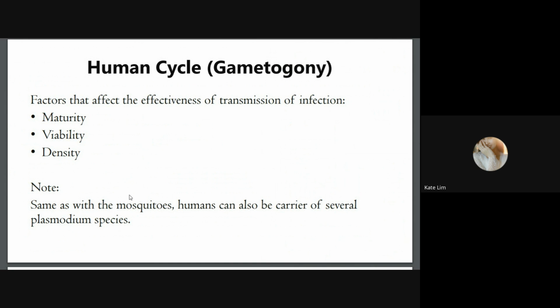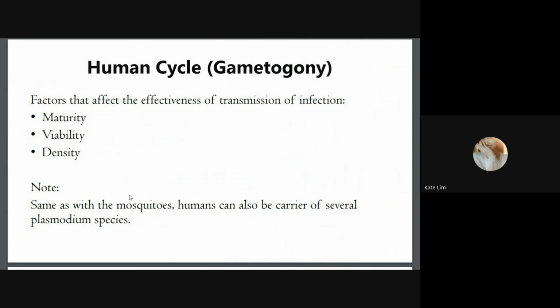Next is viability. When you say viability, it is essentially the health of the parasite. A parasite that's damaged or dead won't survive in the mosquito or the human host. So for transmission to happen, basically the parasite needs to be fit and alive, ready to continue its journey.